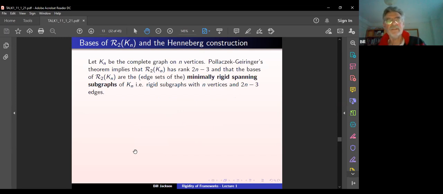A closely related result is called the Henneberg construction for, I guess, the bases in the generic 2-dimensional rigidity matroid. So the idea is, rather than just thinking of a particular graph, we would like to think of all graphs. And one way of doing that is to think of all subgraphs of a large complete graph. So I imagine that Kn is a large complete graph, so n is large, and all the graphs that I'm interested in are going to be subgraphs of Kn.